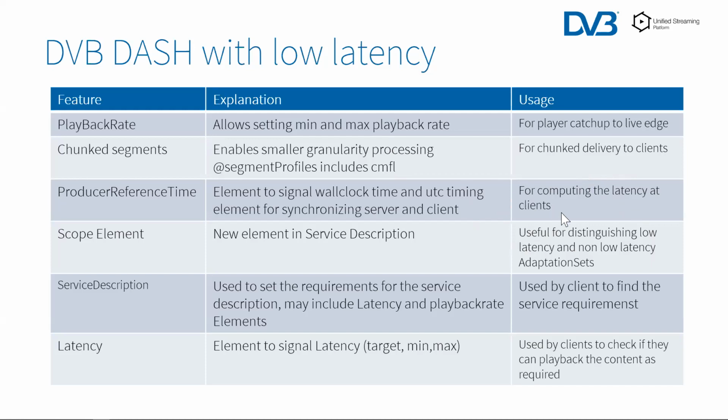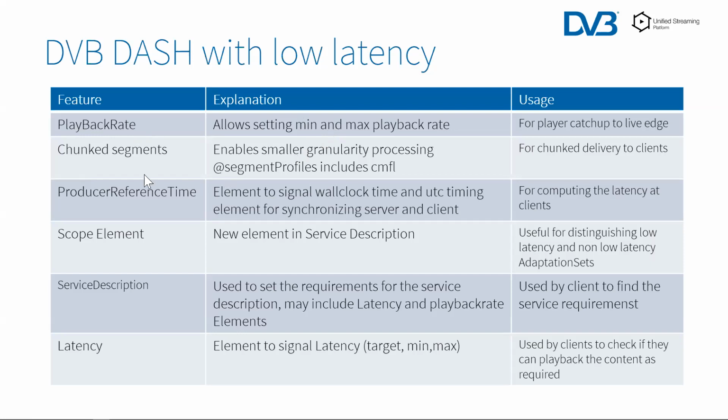When I talk to people in the industry, many people think that low latency is all about chunked CMAF. I hope to summarize here what DVB-DASH chose to support low latency. I made a small table to lay it out. One important thing is that what DVB-DASH and MPEG did is they added some elements to the manifest to instruct players to download and play back content a bit more quickly and efficiently in order to reduce the latency. One of those elements is the playback rate element, which allows you to set a minimum and a maximum playback rate. This allows clients to catch up faster to the live edge.